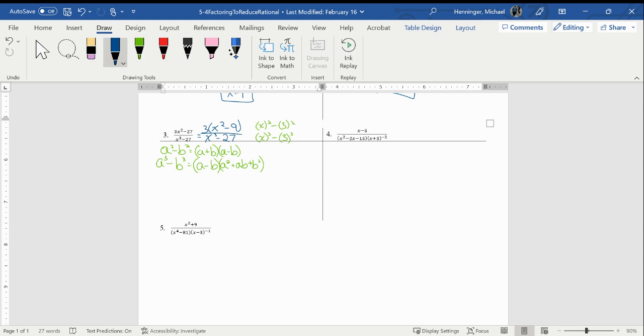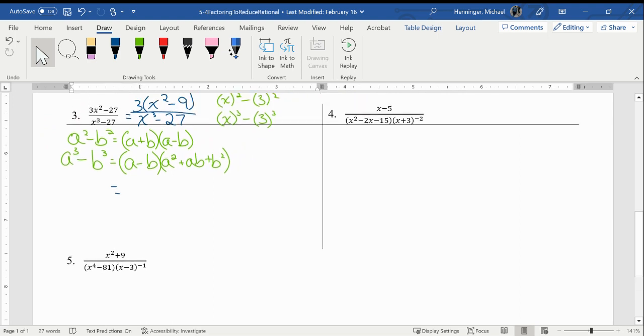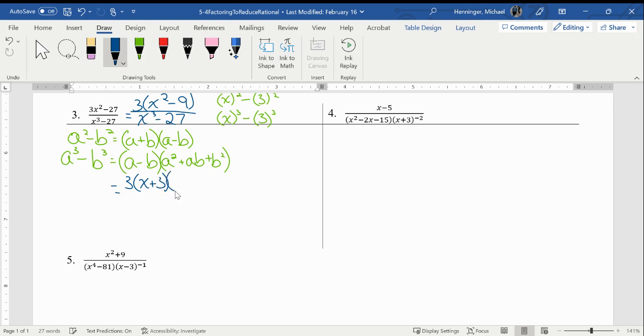We have these formulas for how to factor, so now we can factor. Up top, we have that difference of squares, x squared minus 9. Keep that 3 out front, and it's going to factor x plus 3, x minus 3. And the denominator, the difference of cubes, is going to factor x minus 3, x squared plus 3x plus 9. Both top and bottom have that x minus 3, so the whole x minus 3 can cancel. And on the bottom, all we're going to have is that trinomial, x squared plus 3x plus 9.